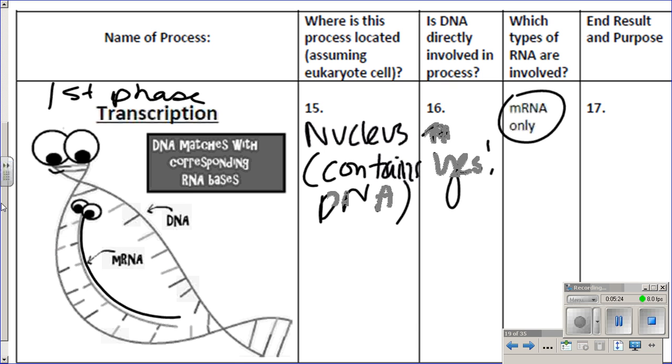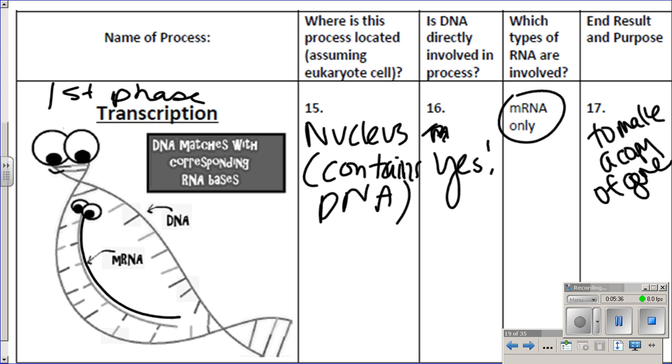Not replication per se. To make a copy of what? Of a gene. Okay, we want to make a copy of the gene, but not a direct copy, like, oh, it's A to T and T to A, C to G, G to C. Not that direct, because that would be DNA replication. We have to make a copy of a gene, but in the RNA version, which we call a transcript.